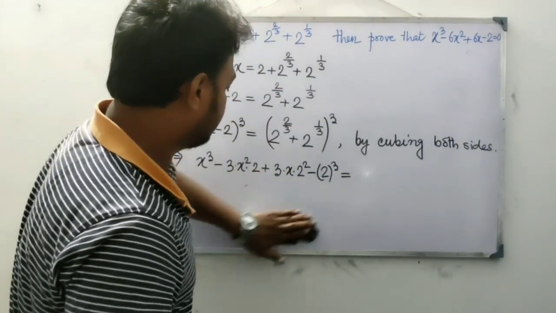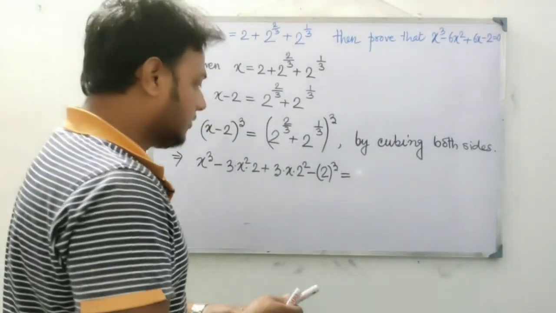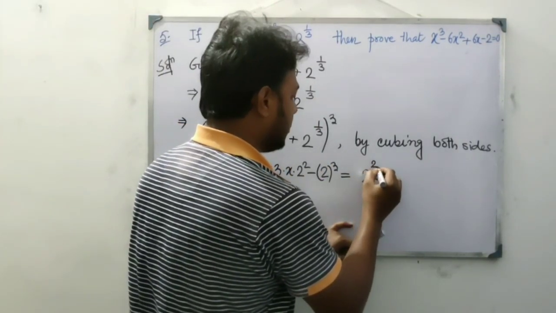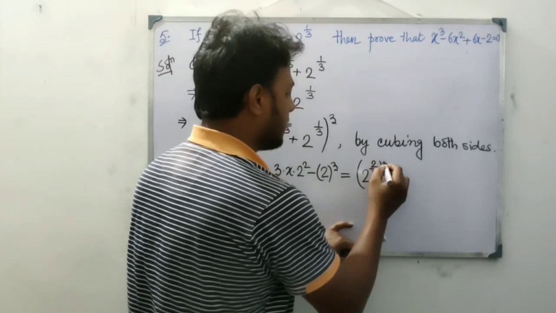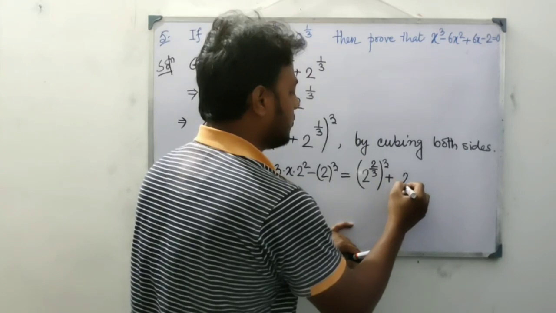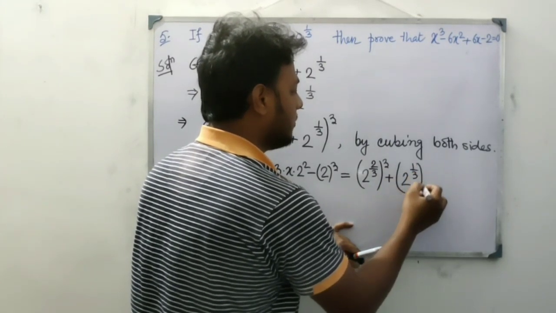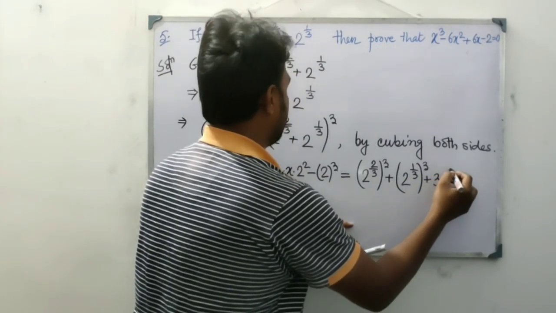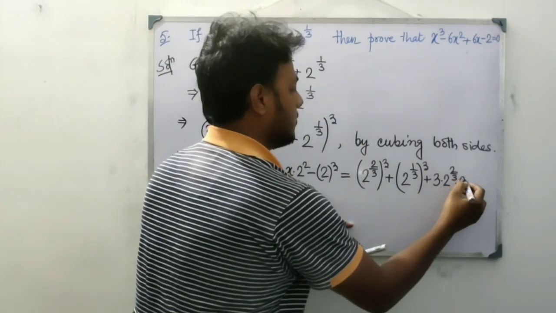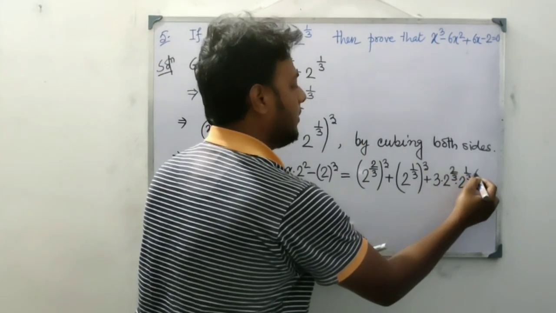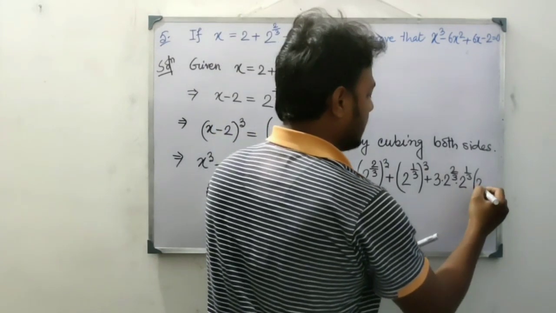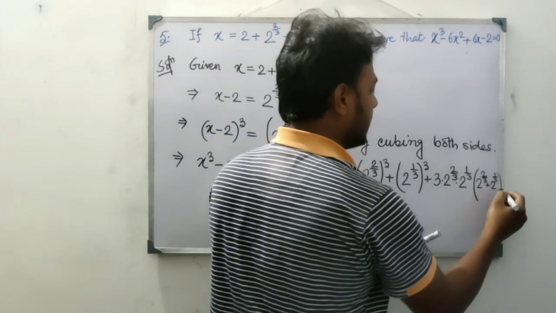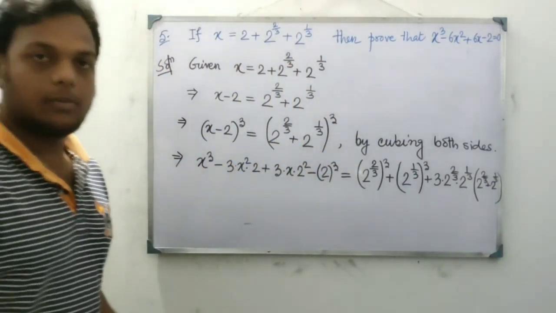On the right hand side, if we use this part, then 2 to the power 2 by 3 is our a, so a cube, plus b cube means (2 to the power 1 by 3) whole cube, this is b cube, plus 3ab, that means 3 into 2 to the power 2 by 3 into 2 to the power 1 by 3, this is ab, into (a plus b). A plus b means 2 to the power 2 by 3 plus 2 to the power 1 by 3. Hope you understand this thing.